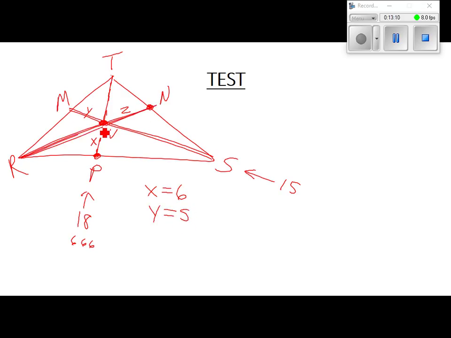They tell us this segment is 24. So how much would this longer segment be? 16. This one would be 8.